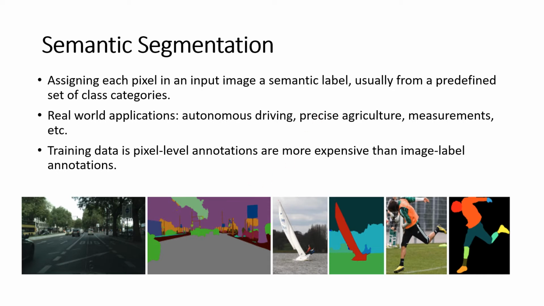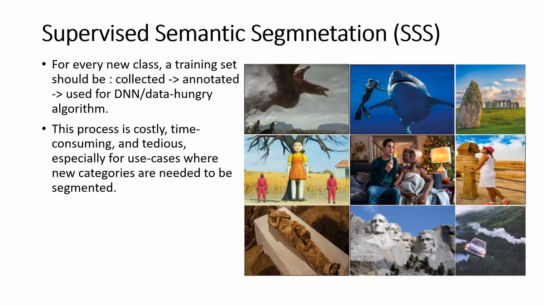Usually, it is much more difficult and more expensive to obtain pixel level annotations than image level annotations. In the scenario of supervised semantic segmentation, for every class category that we want to segment, we need to first collect images which contain pixels with the same semantic labels. We need to annotate these images, and then we usually want to use some deep network or any other data-hungry algorithm to learn how to classify the pixels and segment the image.